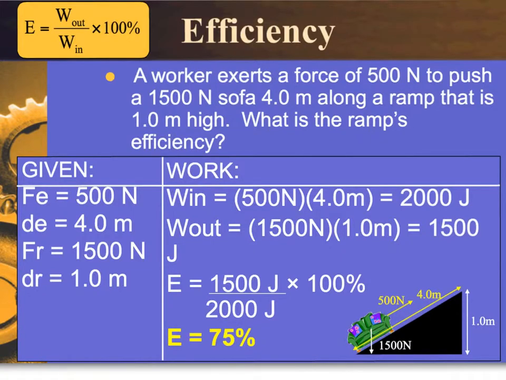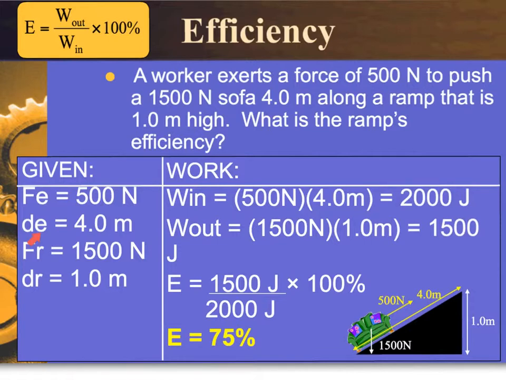A worker exerts a force of 500 newtons to push a 1500 newton sofa 4 meters along a ramp that is 1 meter high. What is the ramp's efficiency? Remember that efficiency is work output divided by work input times 100. Now before we begin the problem, let's identify the components of our problem. Our effort force is 500 newtons because the worker is exerting a force of 500 newtons.